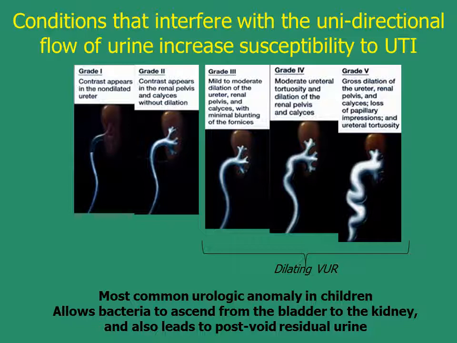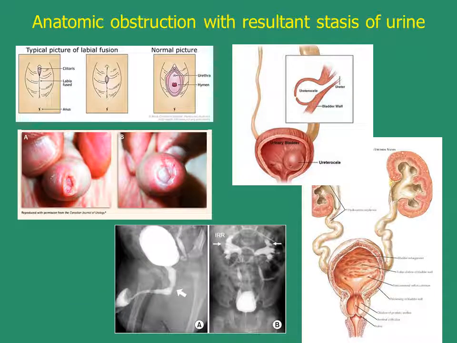Vesicoureteric reflux occurs in 25 to 30% of children who have had a UTI. Primary vesicoureteric reflux often resolves spontaneously, while secondary vesicoureteric reflux only resolves with correction of the underlying cause. Anatomic obstruction with resultant stasis of urine can occur due to phimosis, meatal stenosis, labial fusion, posterior urethral valves, urethral strictures, ureteroceles, ureterovesical or ureteropelvic junction obstruction, renal stone, or extrinsic mass, for example, fecal impaction, tumor, cyst. These may predispose the child to UTI.